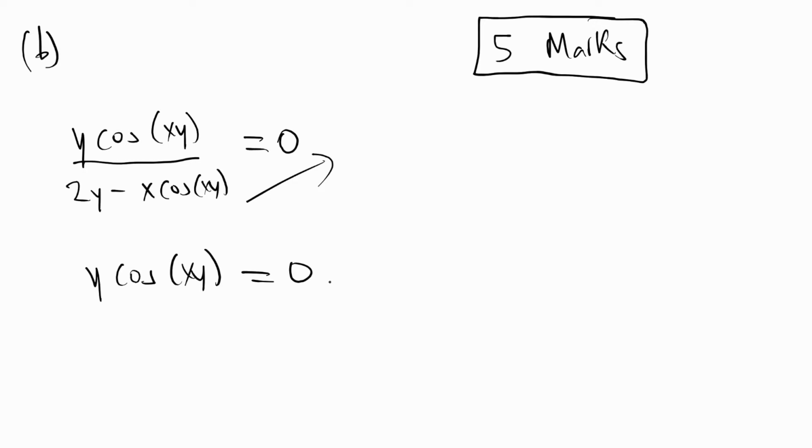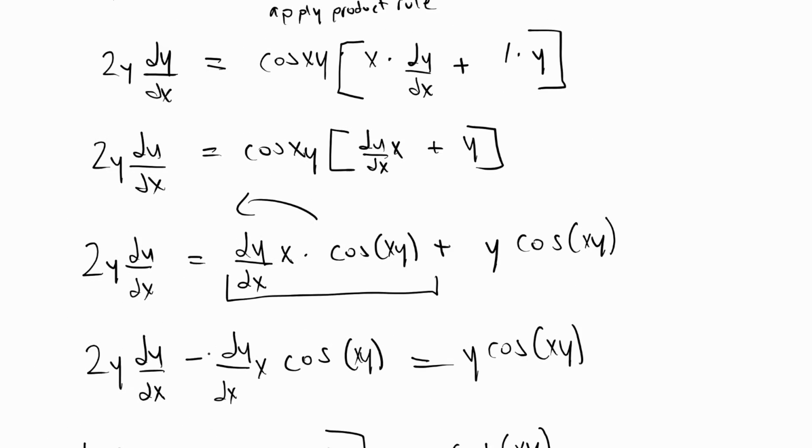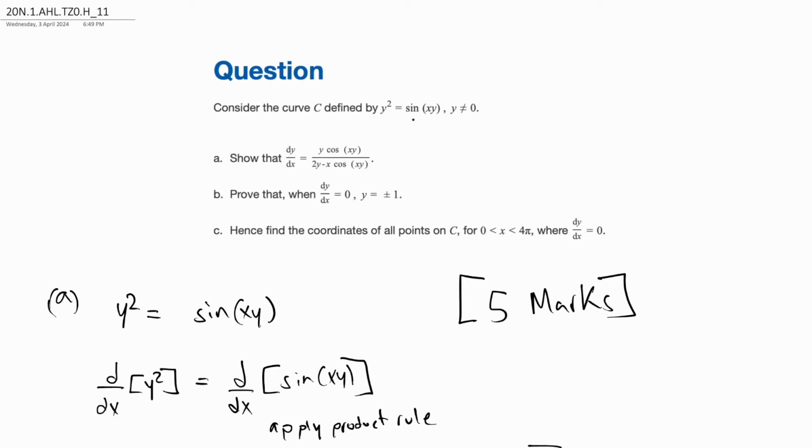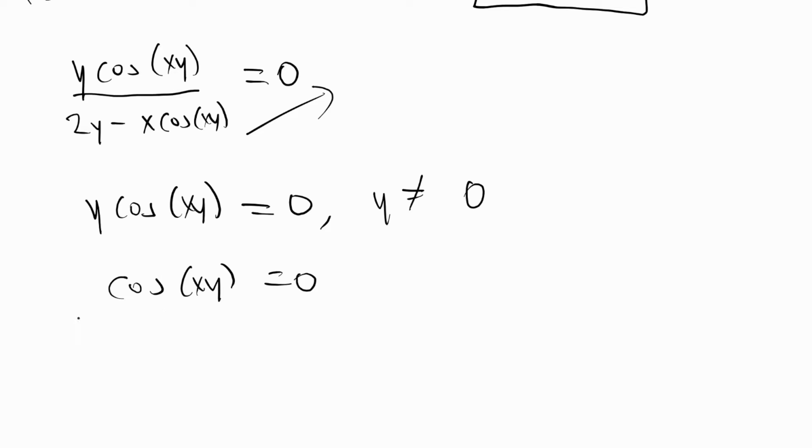Now what can you do? As you know that y is not equal to 0, you can divide by y on both sides to simply get cos(xy) is equal to 0. But how does this help us? Can we isolate the y here? Not really. But I want you to read the question carefully. Remember this expression, sin(xy)? We know the original curve is y squared is equal to sin(xy), and we know that's equal to y squared. Can I make cos(xy) look like sin(xy)?